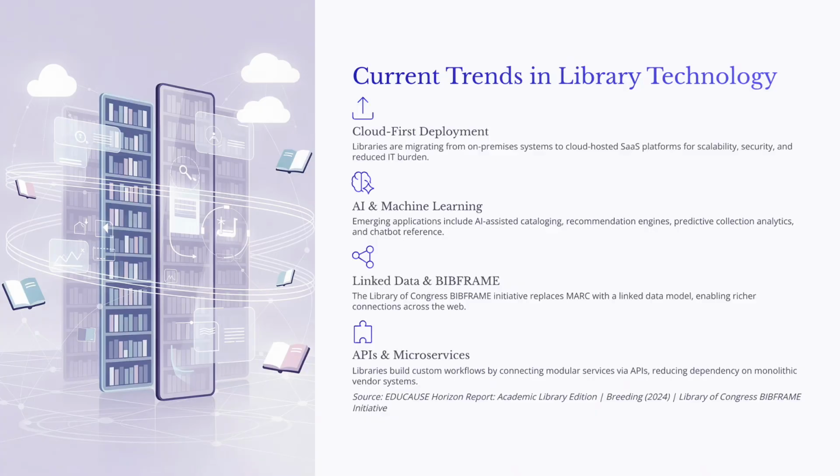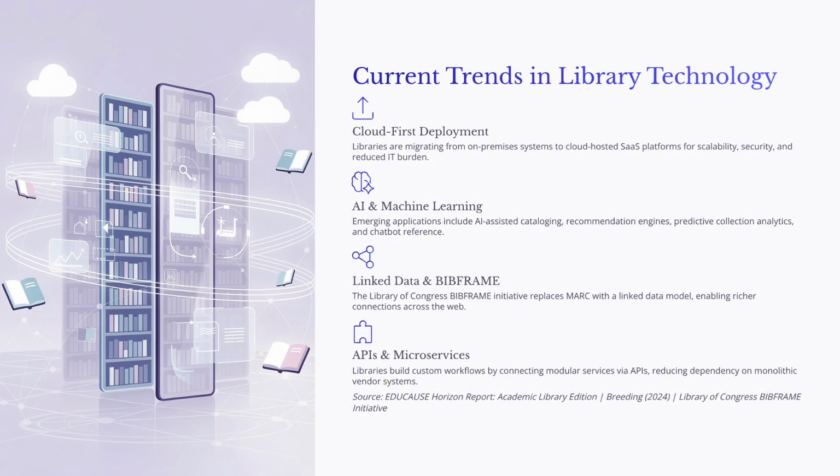Let's close the content portion of this lecture by looking forward a little. These are the 4 trends I think matter most right now for people entering academic librarianship. Cloud first is already the dominant direction. Most new library system implementations are cloud-hosted SaaS. This shifts the IT burden away from local teams, which is appealing for libraries with limited technical staff, but it also means you are dependent on a vendor's infrastructure and uptime.